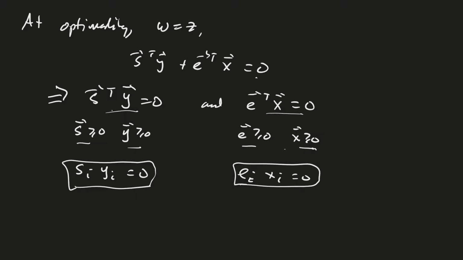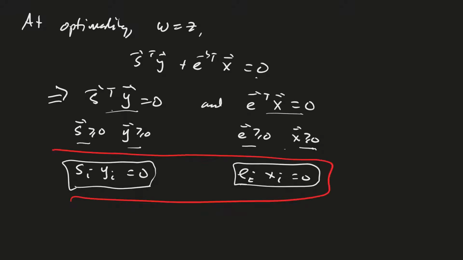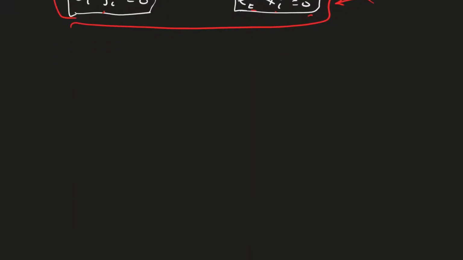Okay, what I'd like to do now is go through a couple of numerical examples using complementary slackness, which is what we talked about in the previous video. And this is what we mean by that. At optimality, we know the slack variable times yi is equal to 0, and the excess variable times xi is equal to 0. Okay, so let's see if we can use this complementary slackness to solve some problems.